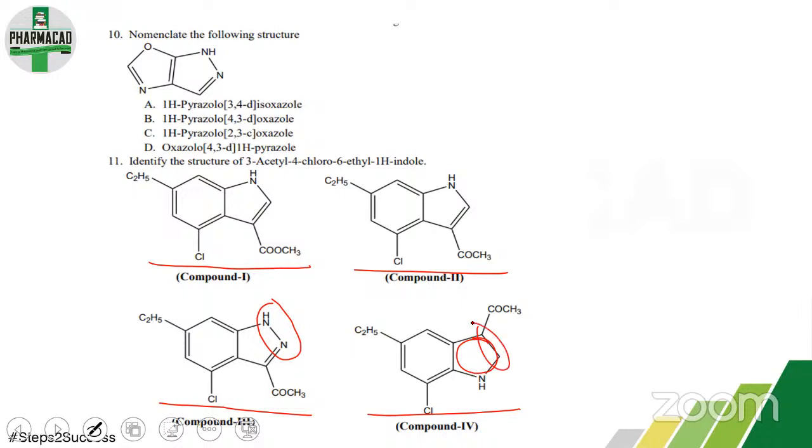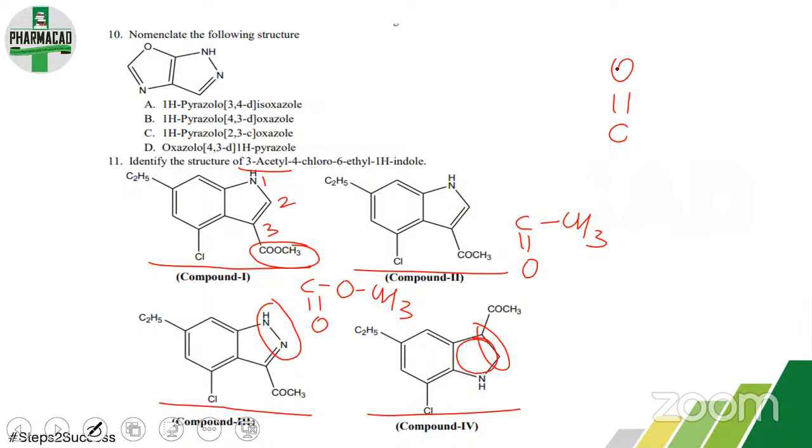So the answer will be either compound 1 or compound 2. As you can see, 3-acetyl means, numbering 1, 2, and 3, on the third position we are having C double bond O with methyl. And over here, C double bond O CH3. So I hope all of you know that acetyl is nothing but C double bond O CH3, not this C double bond O with OCH3. This is the ester group.